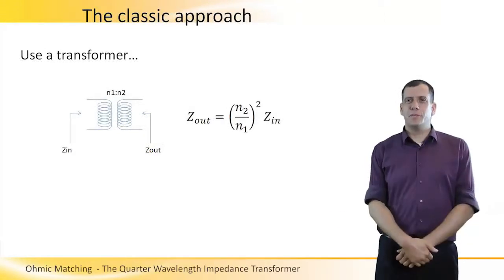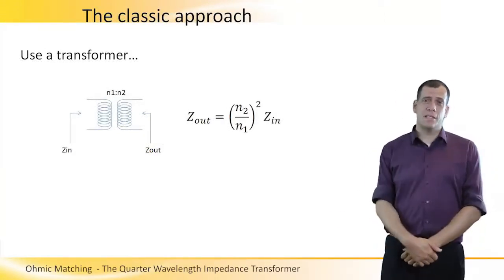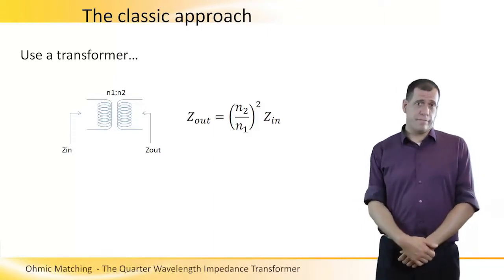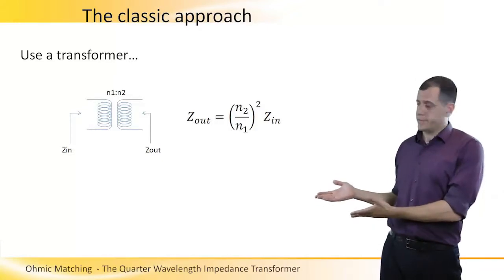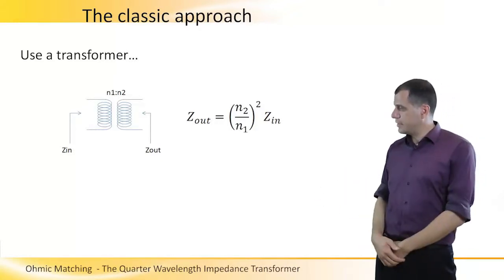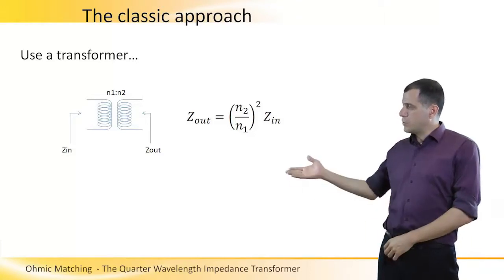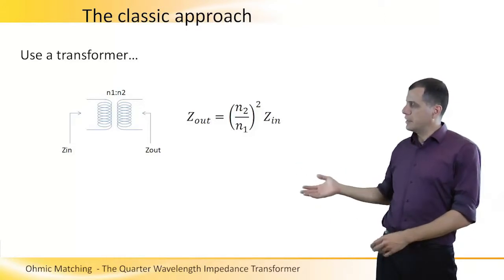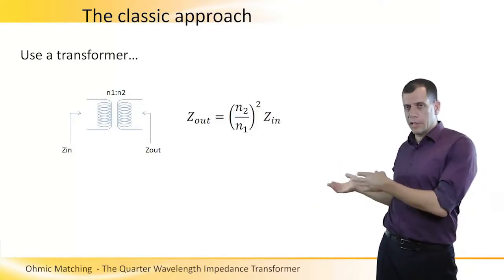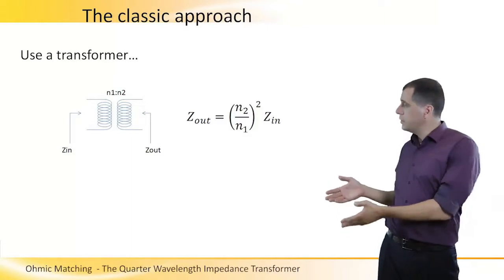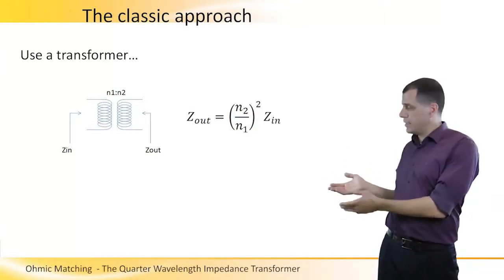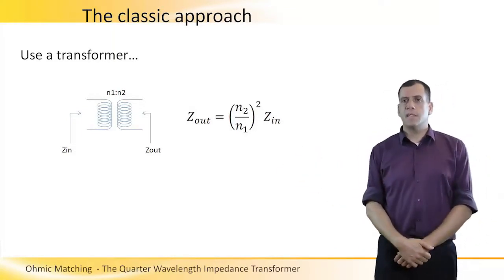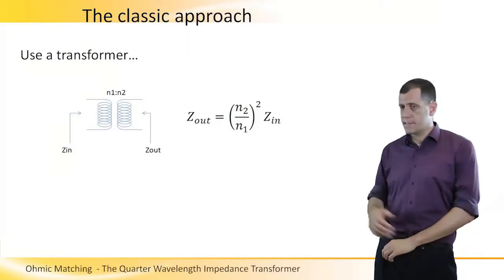Well, if we need to make pure resistive impedance matching, then the classical approach is to use a transformer. Here it is, the classical transformer has two coils. The ratio between the turns in the output relative to the turns in the input, squared, multiplied by Zin, will give us the output impedance that we see from this device.